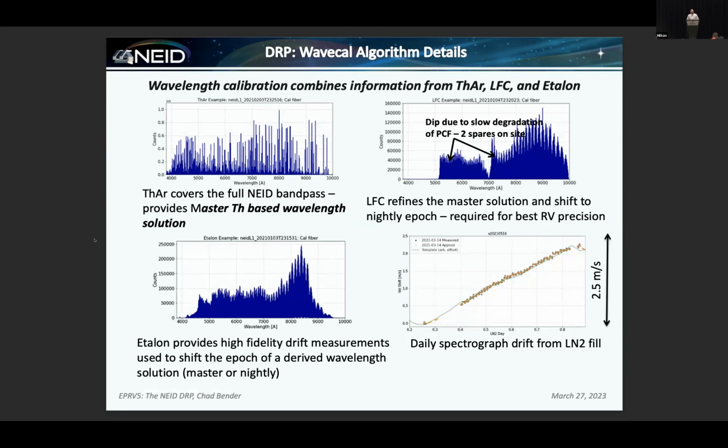The wavelength solution: we've heard a lot of talk about thorium and laser combs. We use a combination of thorium, etalon, and laser comb data to calibrate our very, very wide bandpass. The laser comb is a primary calibrator, but it only works down to about 5,000 angstroms. The thorium solution provides the baseline wavelength solution. We reset the zero point of that at the beginning of every night with the laser comb, and then we use the etalon to measure the drift throughout the night. The instrument drifts about 2 meters per second over the night, and then it resets itself the next day, and that's tied to the LN2 fill that's causing very, very small physical motions inside the instrument.